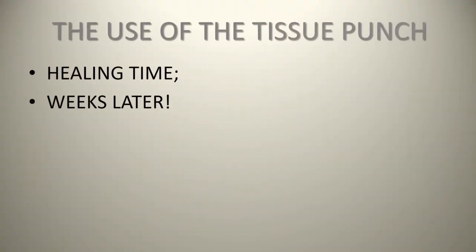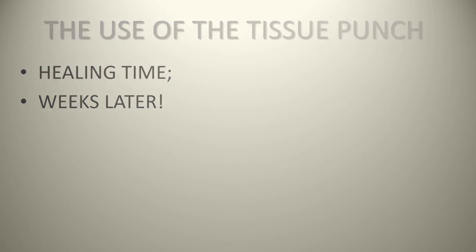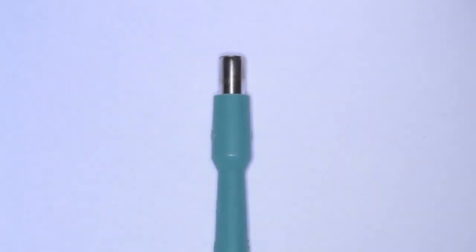So healing time and weeks later. So remember, the entire crux of this entire lecture is to talk about ways of getting that pre-prosthetic assessment done. So how do we get to those implants? In this particular case, we're going to be using a tissue punch. And this is a tissue punch right here. You can see a picture of it.